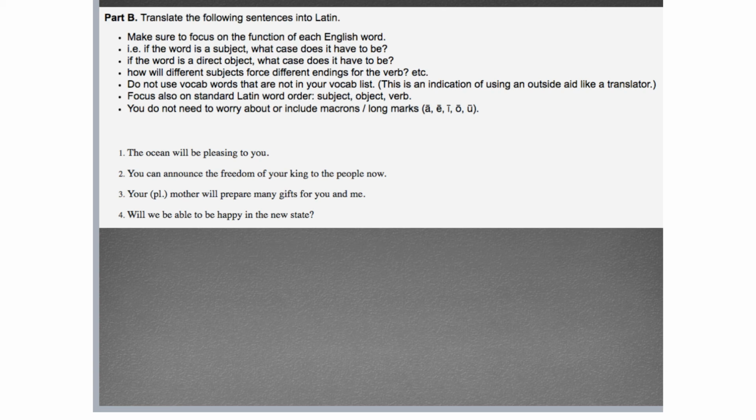All right, the ocean will be pleasing to you. So Pontus. All right, and here's the important part, of course, to you. That's going to be the dative. Probably singular, but if you put plural, that's fine. So Pontus tibi. There's my dative to you. And then the future of will be pleasing, so placebit. All right, I'll leave the other three to you.